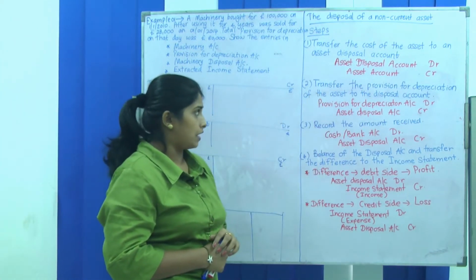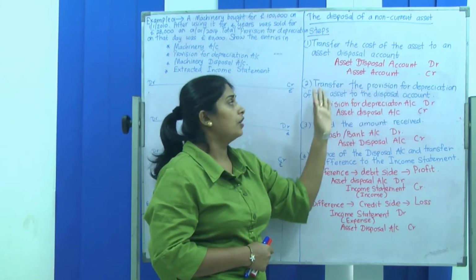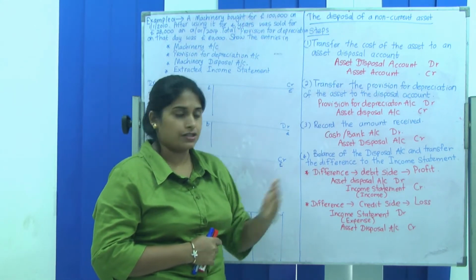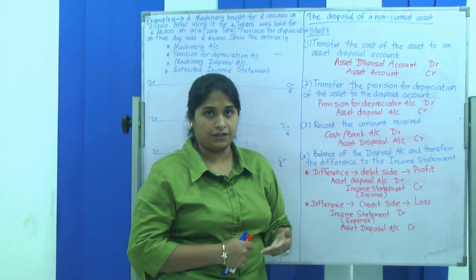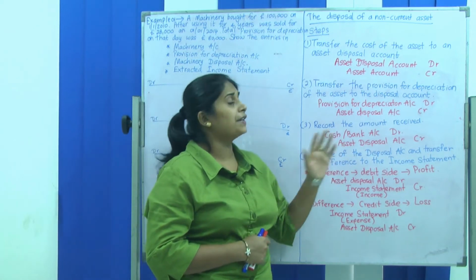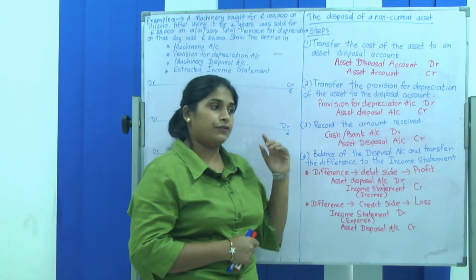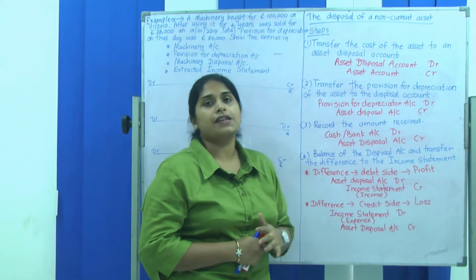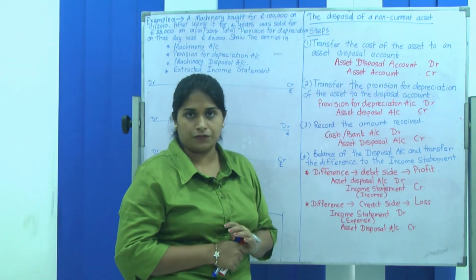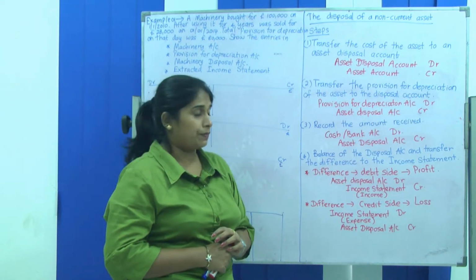Then the second step is you have to transfer the provision for depreciation of the asset to the disposal account. That means while you were using the asset for several years, you have been depreciating it. That depreciation charge, which we have learned in the earlier videos, will be in the provision for depreciation account. I have told you earlier that when you are depreciating, it will be debited to the income statement and credited to the provision for depreciation account. So it will be on the credit side of the provision for depreciation account.